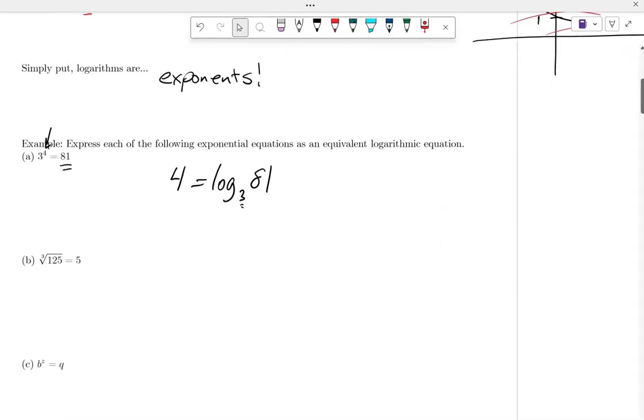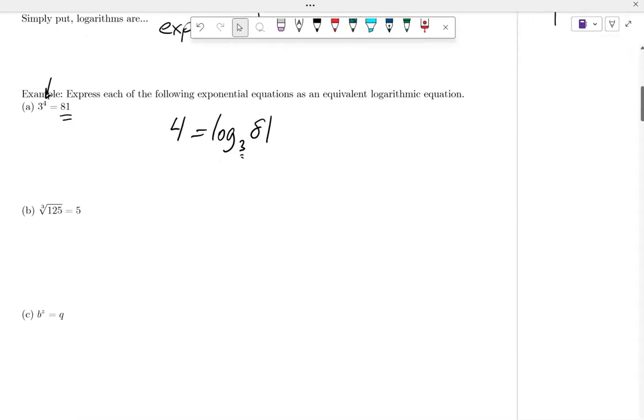All right. So notice the next one doesn't quite look like the previous one, does it? It's a little bit different. But I've got this radical here. Can you convert the radical into an exponent? How would I rewrite that? 125 to what power? 1/3.